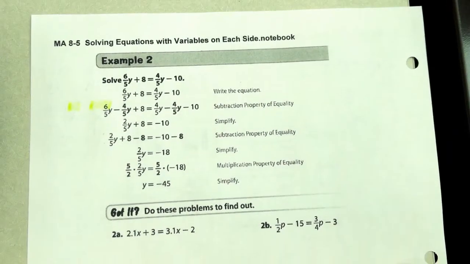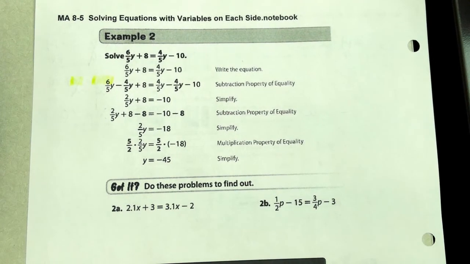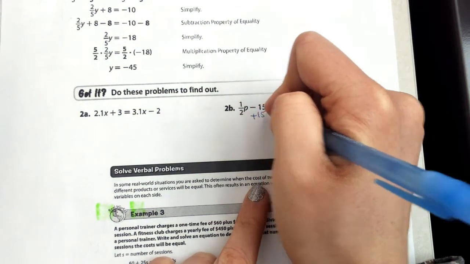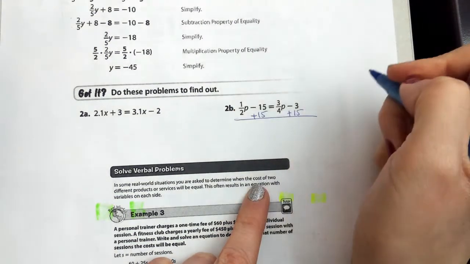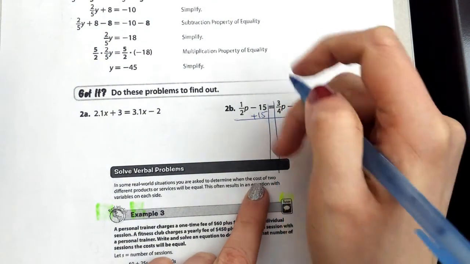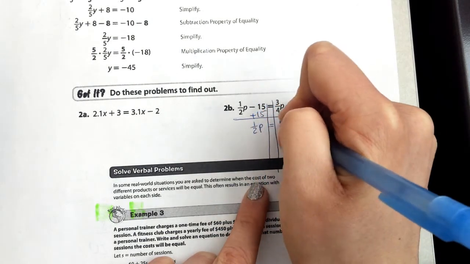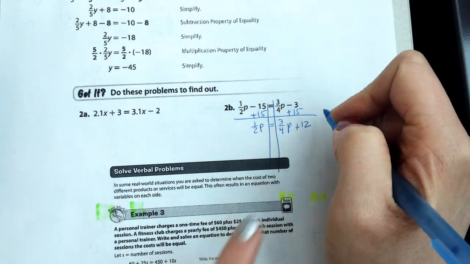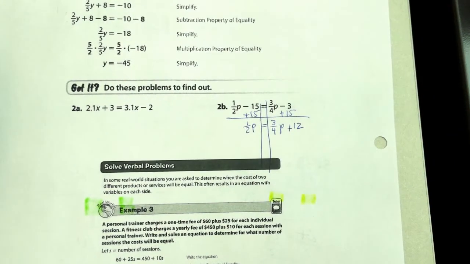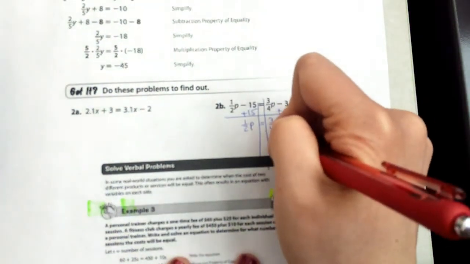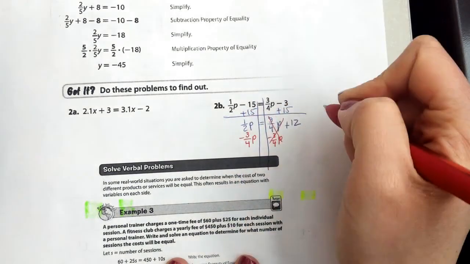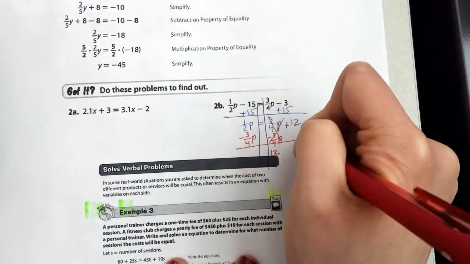Sometimes the problems can get a little bit more complicated, and they have fractions or decimals. They're going to work exactly the same way. So like on 3b, I could add 15 on both sides. That gets me 1/2 p is equal to 3/4 p, and then plus 12. From there, I want to get my p's on the same side, so I'm going to subtract 3/4 p and subtract 3/4 p. Those will cancel. On this side, I will just have 12 left.